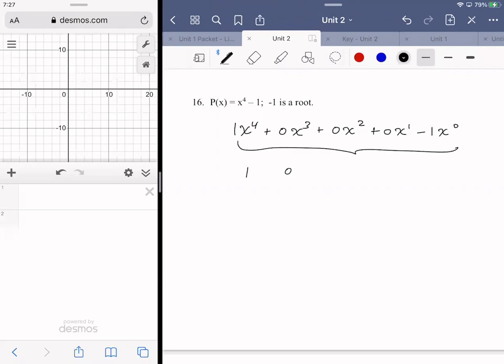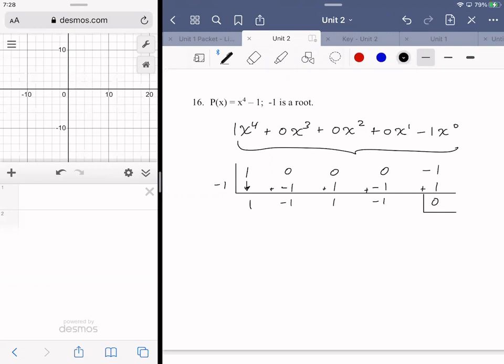1, 0, 0, 0, -1. Put the -1 on the outside. Bring down the 1, multiply it, you get a -1. Add, you get a -1, 0 plus -1. Multiply, you get a +1. Add, you get a +1. Multiply, you get a -1. Add, you get a -1. Multiply, you get a +1, add, you get a 0.